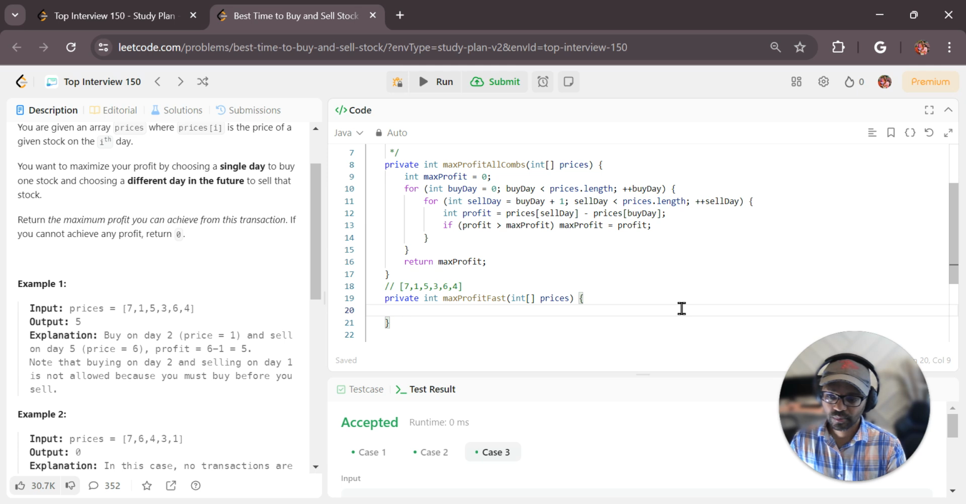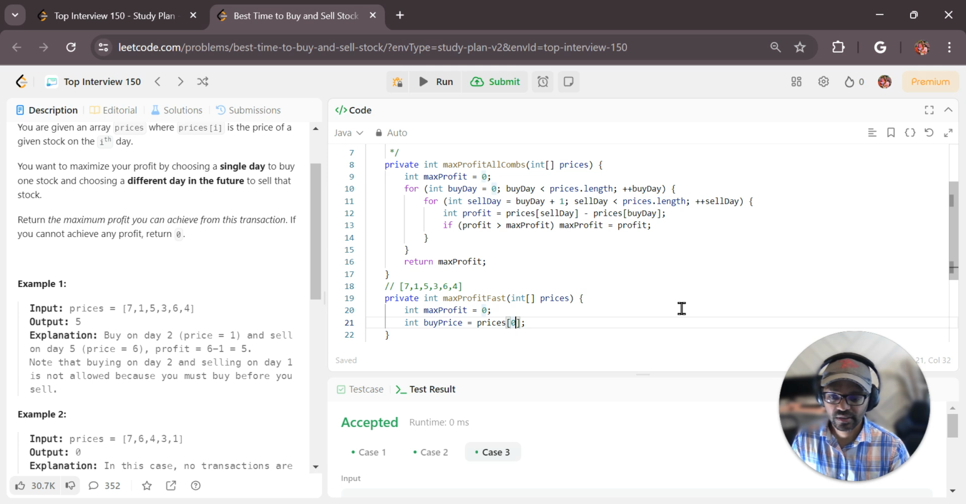So let's try to implement that approach. Just like before, we have to keep track of max profit. So let's start that with a default of 0. Then, like we said, we have some buy price, right? So initially that buy price will be prices of 0.